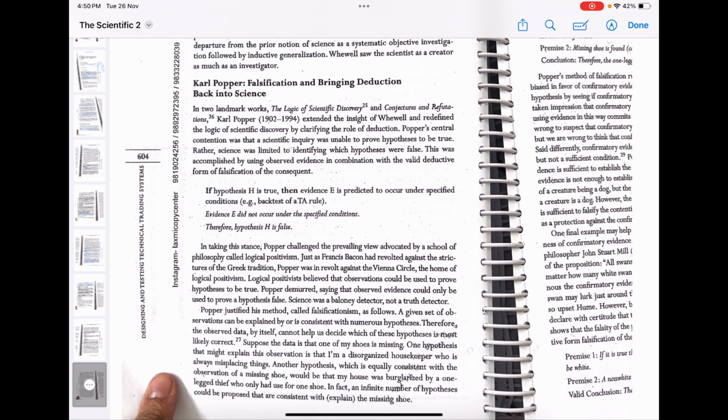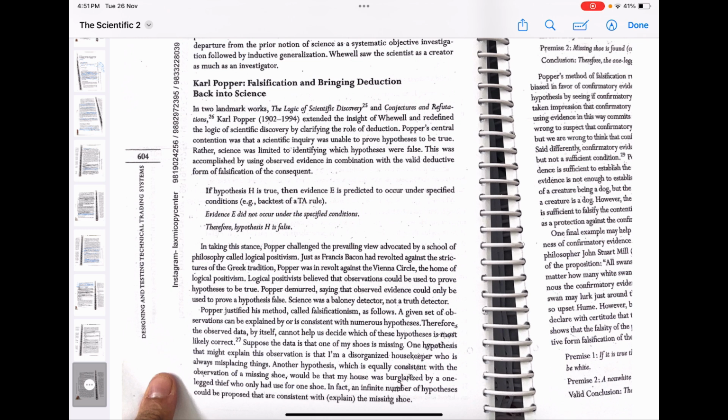Now let's talk about Karl Popper, falsification, and bringing deduction back into science. In two landmark works, Karl Popper extended the insight of Whewell and redefined the logic of scientific discovery by clarifying the role of deduction. Popper's central contention was that scientific inquiry was unable to prove hypotheses to be true. Rather, science was limited to identifying which hypotheses were false. This was accomplished by using observed evidence in combination with the valid deductive form of falsification of the consequent.